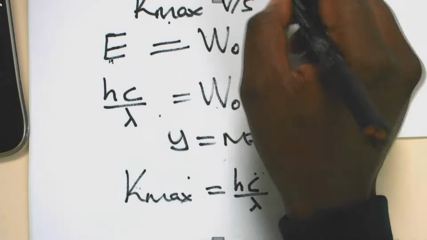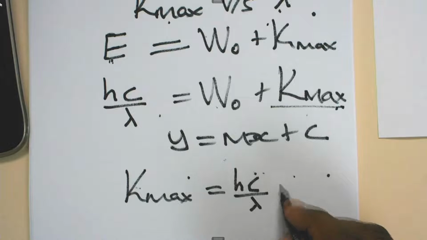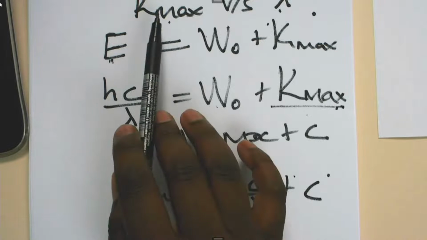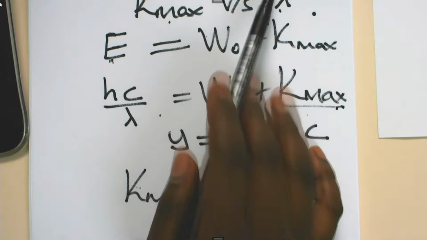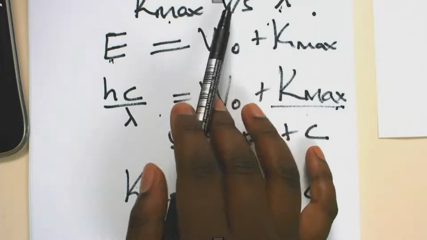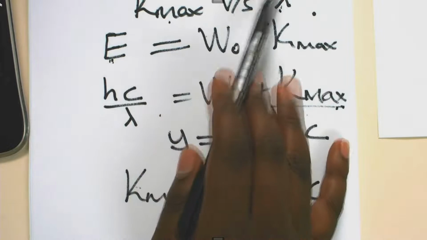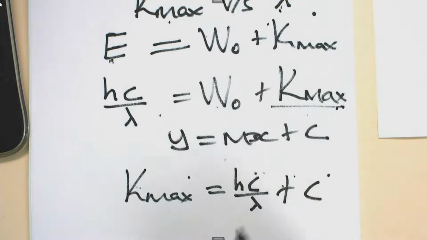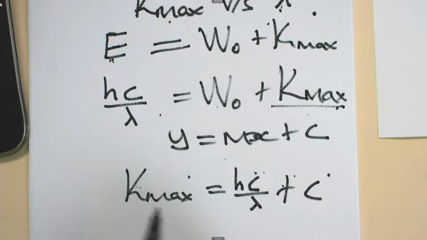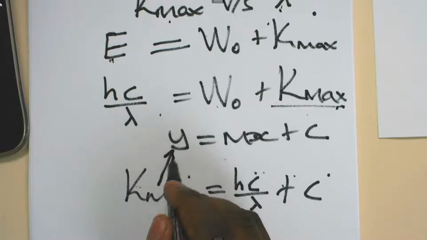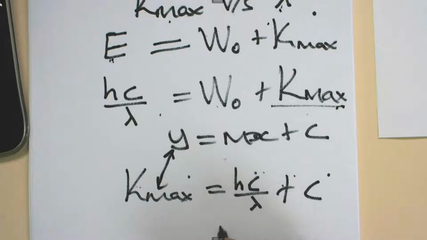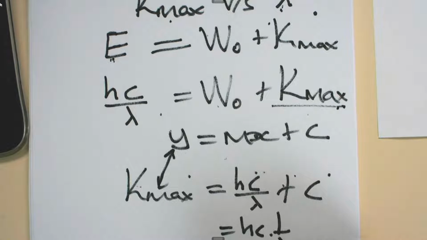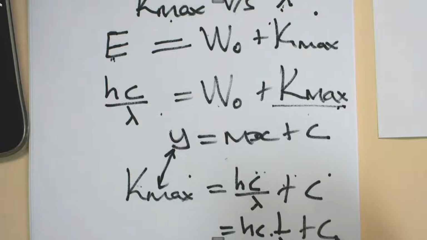Okay, maybe it is 1 over here. That, and then plus what? Plus c. Okay, the kinetic energy versus 1 over wavelength. This should be kinetic energy versus 1 over wavelength. Sorry for that. And then once we have this, we can see that the kinetic energy maximum is our y. And this can also be written as hc multiplied by 1 over wavelength plus c. And then this is kinetic energy maximum.